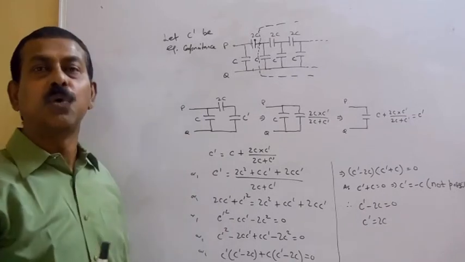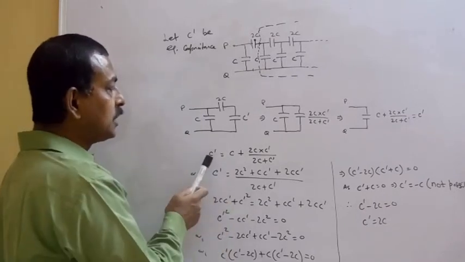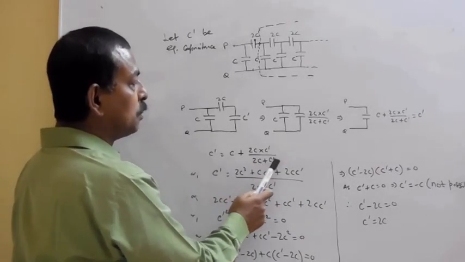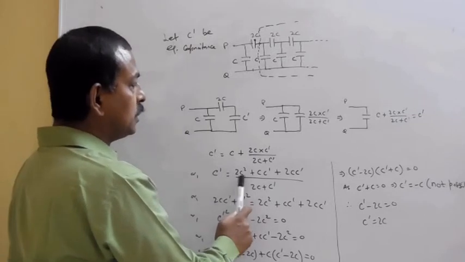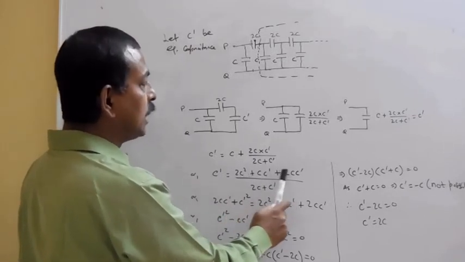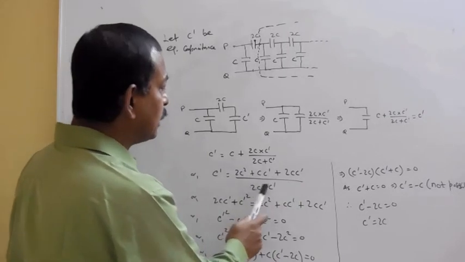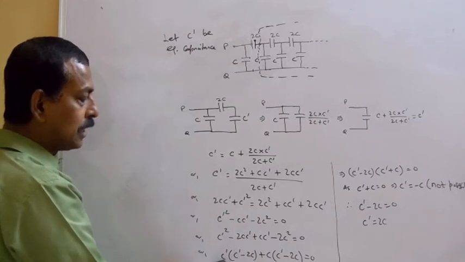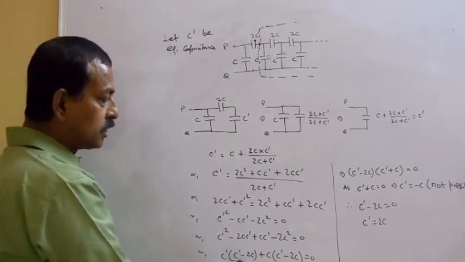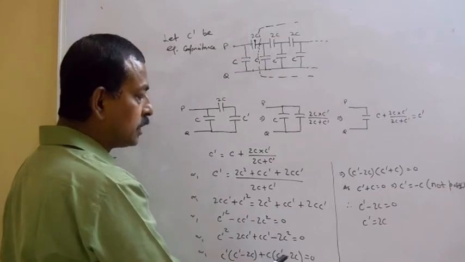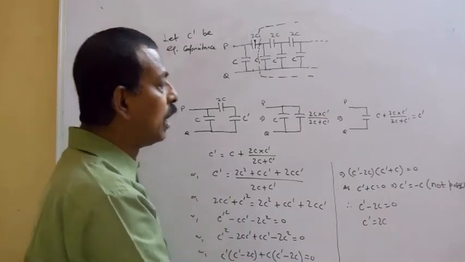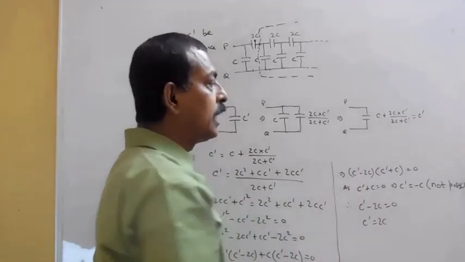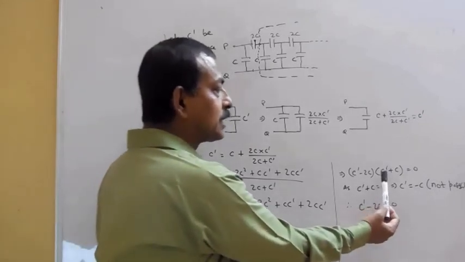We'll just try to solve this for the value of C dash. So this C dash is basically C plus 2C into C dash divided by 2C plus C dash. If you simplify, this is 2C square plus C C dash plus 2C C dash divided by 2C plus C dash. So if you solve this, you will get the factors C dash square minus C dash C minus 2C square equals 0, or you have the factors C dash minus 2C into C dash plus C.